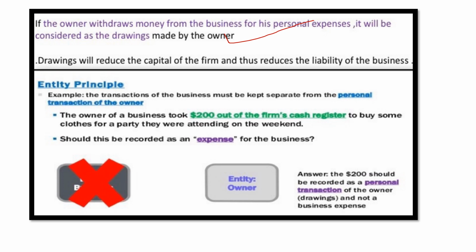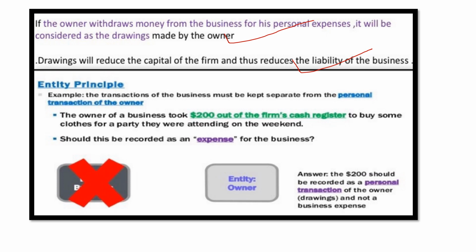Now, we know drawings means the owner withdraws something from the business. That means it is affecting the capital of the firm obviously, and thus reduces the liability of the business to that extent. If you remember the balance sheet in the previous video, we discussed that drawings are shown in the balance sheet under the capital section. You write capital. Suppose capital was 85,000 and drawings made were 10,000. So we subtract the drawings of 10,000 from the capital. The amount is 75,000, written in the balance sheet.